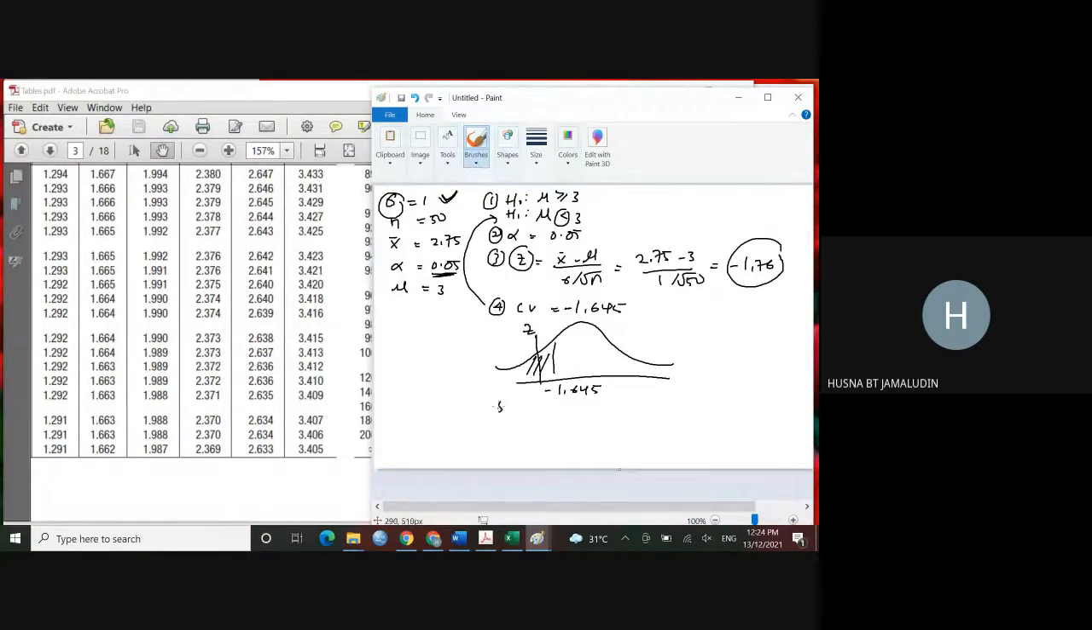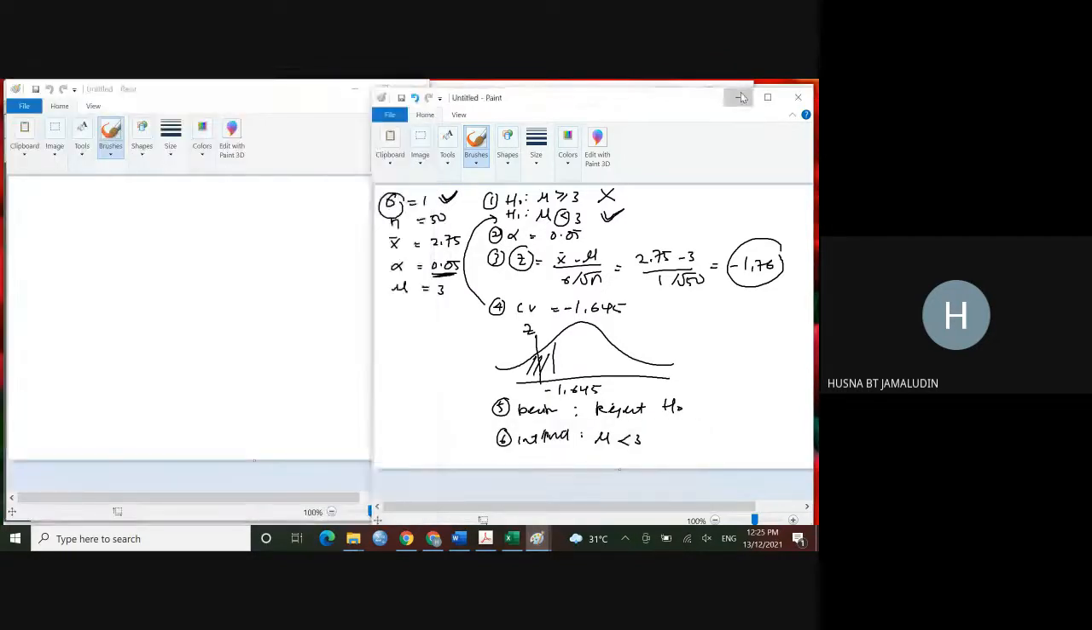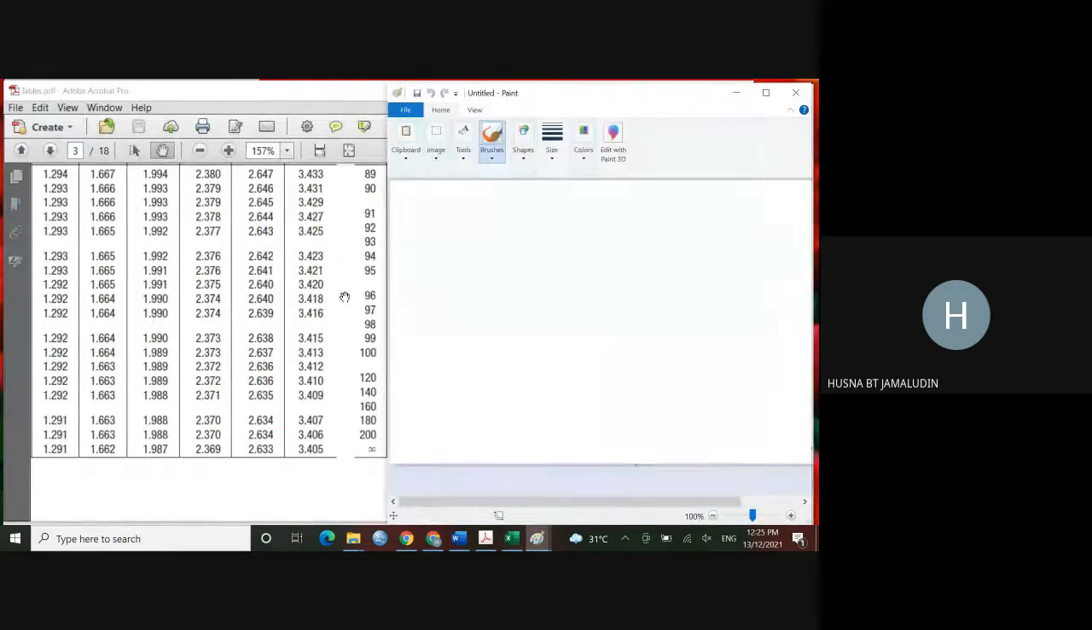Okay, next, number 5. What is your decision? Reject the H0. Yes, reject the H0. Okay, so you have to interpret, remember? What is your interpretation? If you reject this, you will say the mu is actually less than 3. That's it. Easy peasy. Any question? No, the same thing. So let's look at the other one. They are actually the same thing. So when you get used to seeing so many questions, you will understand them. Okay, so the next chapter will be easier.